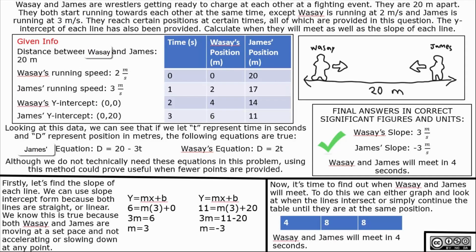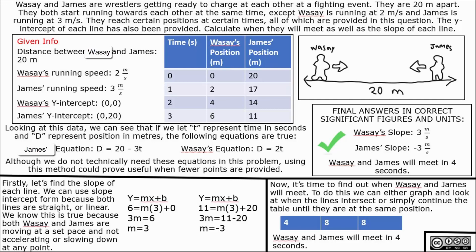So now we move on to the next question, which entails Wasay and James, who are wrestlers getting ready to charge at each other at a fighting event. They are 20 meters apart. They both start running towards each other at the same time, except Wasay is running at 2 meters per second, and James is running at 3 meters per second. They reach certain positions at certain times, all of which are provided in this question. The y-intercept of each line has also been provided. Now we need to calculate when they will meet as well as the slope of each line.